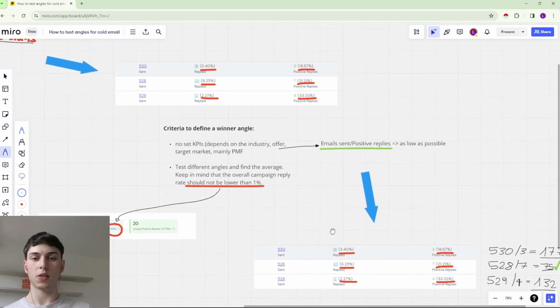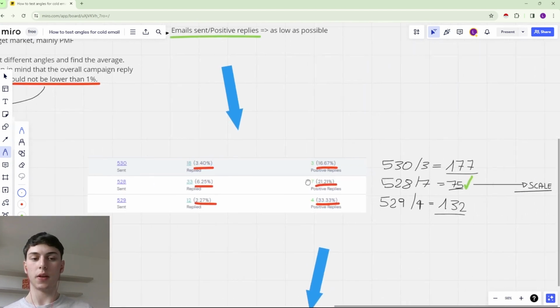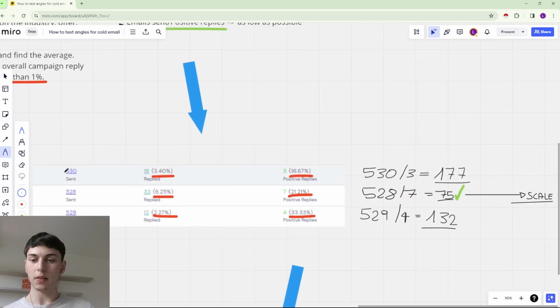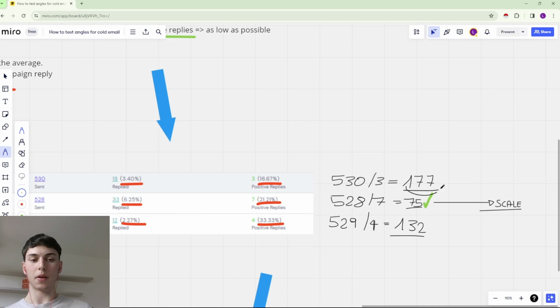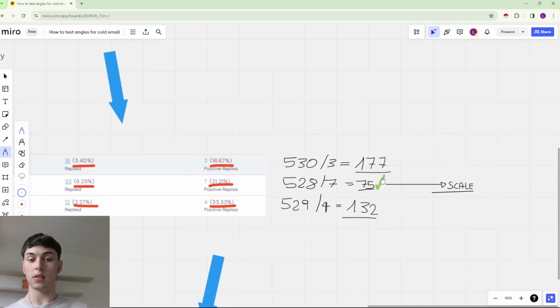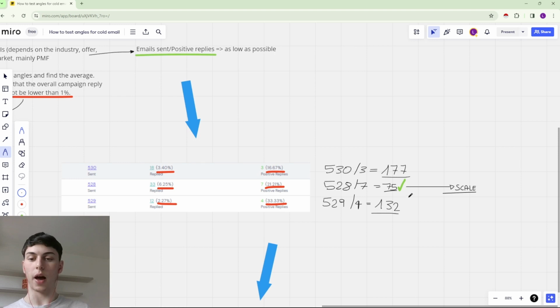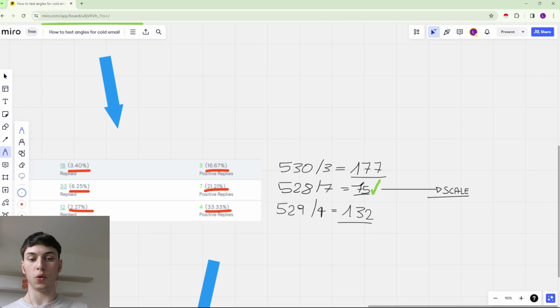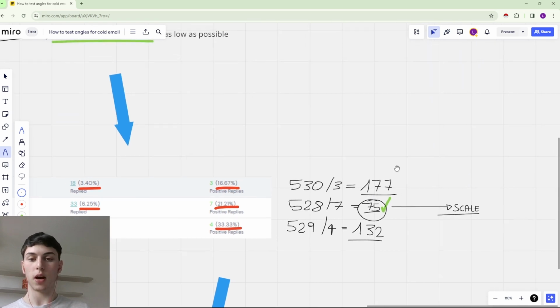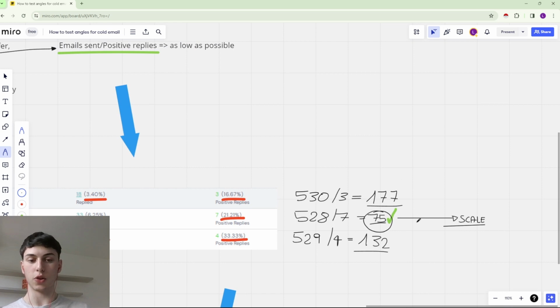This is an example. This is the same campaign over here. And you can see here, we have emails sent over positive replies. In this case, 530 divided by 3. That's 177 roughly. The second angle, the same thing is 75. And the third angle is 132. Now, this number must be as low as possible. So in this case, if I would have to evaluate this campaign and the angles, I would pick this one, angle number 2, because that's the lowest emails sent to positive replies ratio.